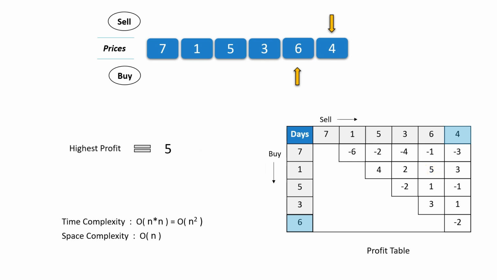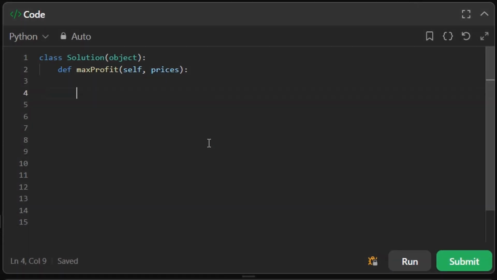This entire operation takes a total of big O of n star n, which is big O of n square time complexity, because we are running two nested loops within each other. Whereas the space complexity is just big O of n. In the worst case, we are storing a maximum of n elements in the array. Let's code the brute force solution to this problem.